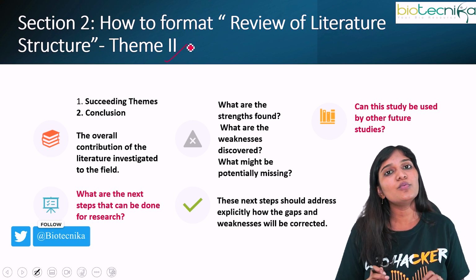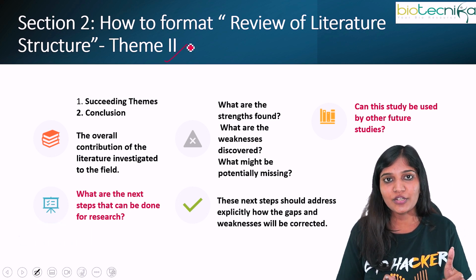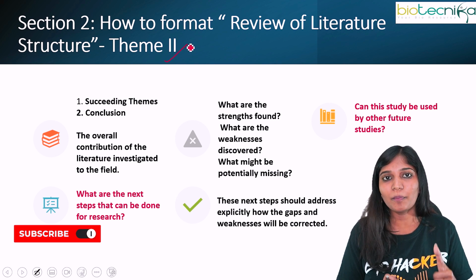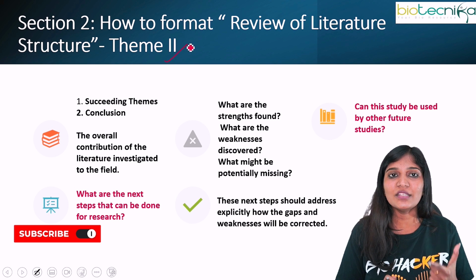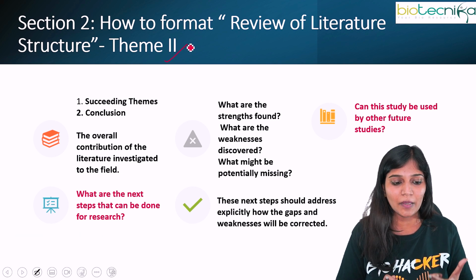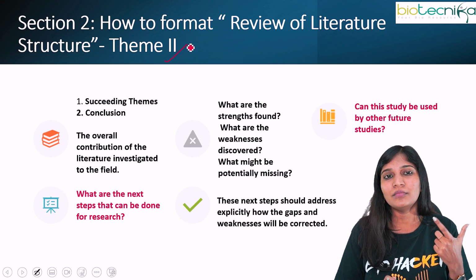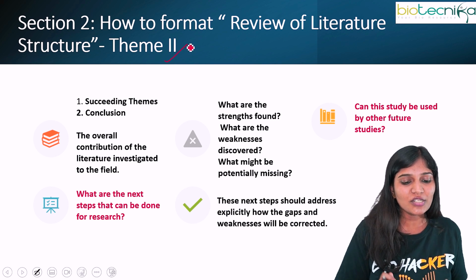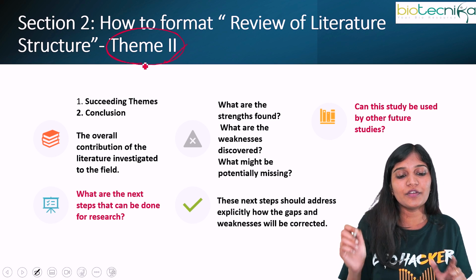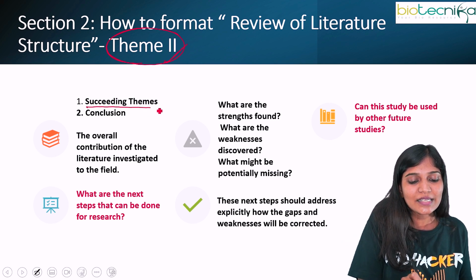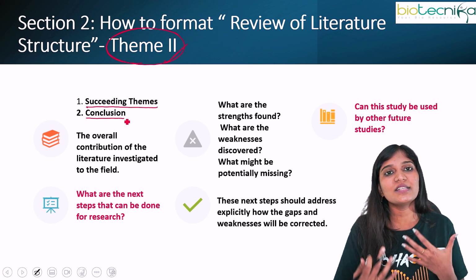So in theme 2, what you're going to do is understand it. In the introduction, you have done what you're going to talk about: your topic, your summary, your highlights, your development, everything. And in the second one, your theme, you're going to talk about the findings of all the papers along with the questions and all the methodologies. And here in theme 2, we are talking about the format of the review of literature, succeeding themes. What are the findings? What is the success of this one?